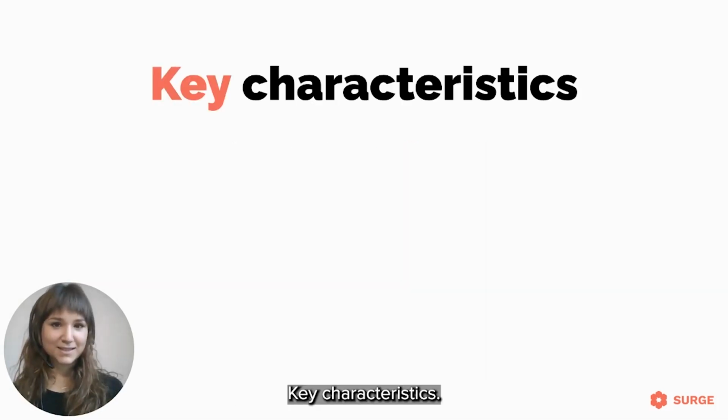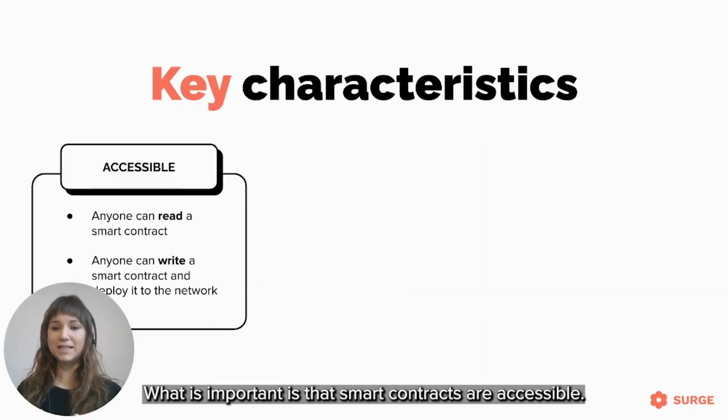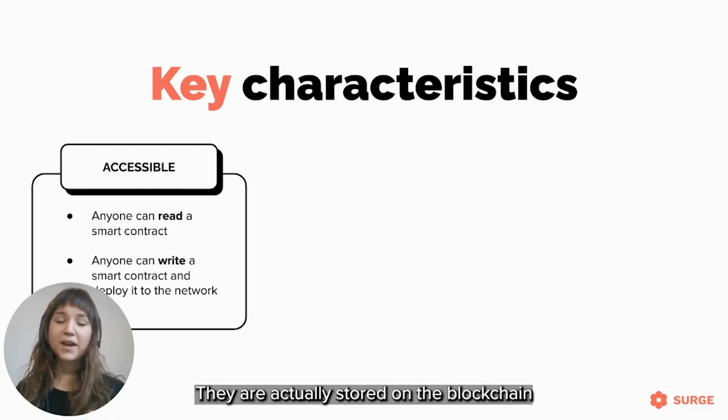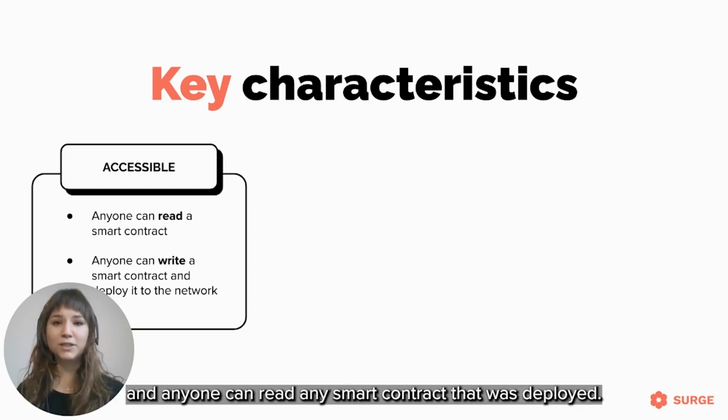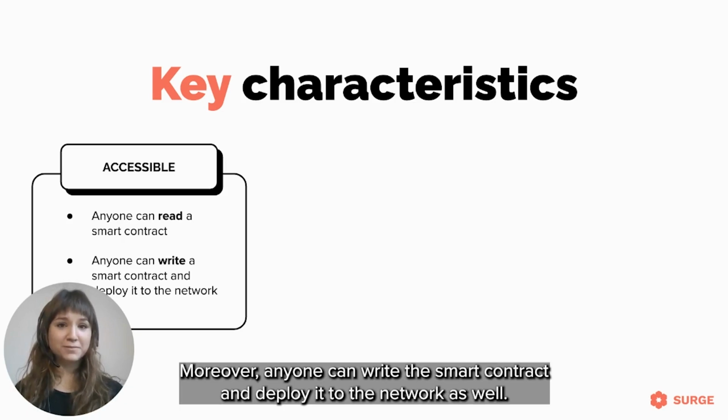Key characteristics. What is important is that smart contracts are accessible. They are actually stored on the blockchain, and anyone can read any smart contract that was deployed. Moreover, anyone can write a smart contract and deploy it to the network as well.